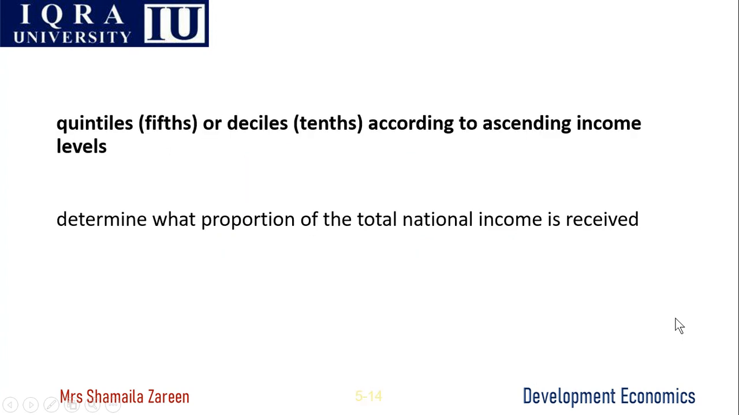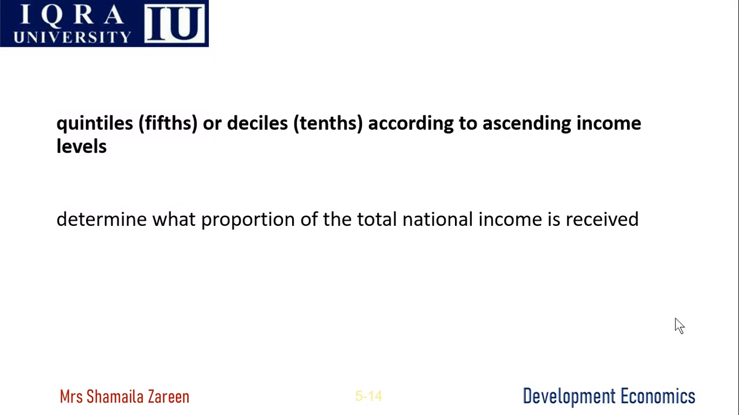Poverty and inequality are obviously related to each other. Now we are going through the concept of inequality, and first of all we are discussing the size distribution. For the size distribution, we are going to use the method of quintiles and deciles. First of all, I will tell you about quintiles, which are called fifths, or deciles, which are called tenths, according to ascending income order.